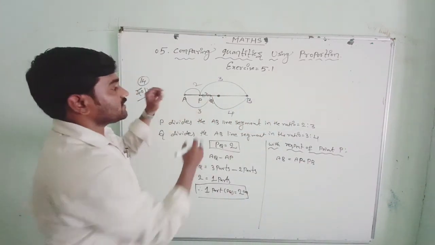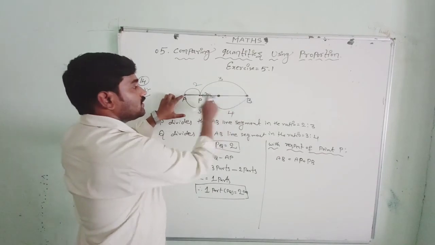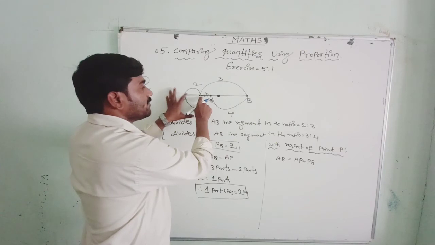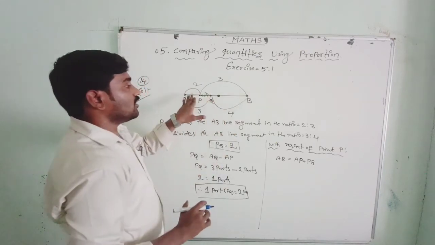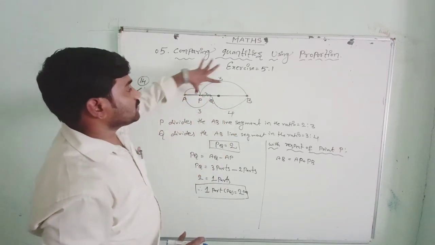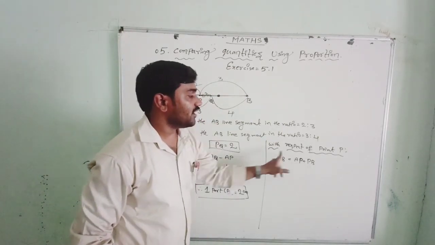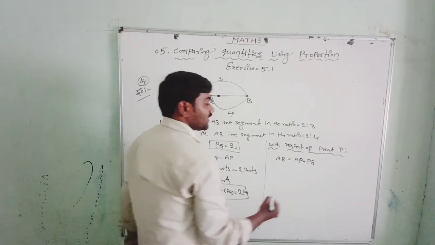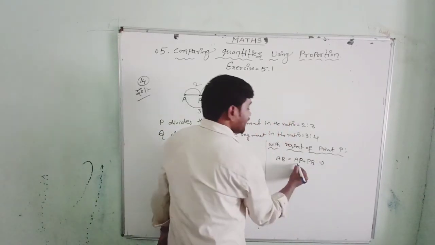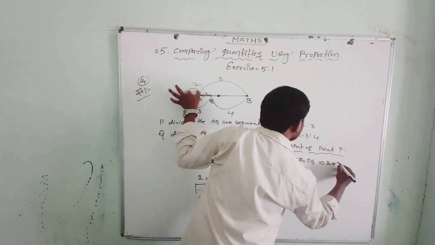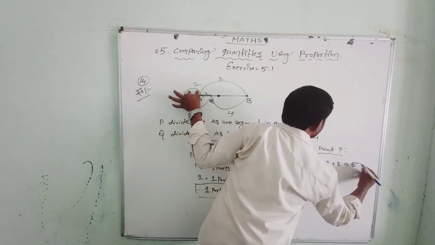That is, based on point P, how much is the AB line segment? Based on point P, this AB line segment is AP plus PB. Only you observe the P. AP plus PB equal to AB. So let us write here what we get. AP equal to 2 plus PB equal to 3, that equals 5 parts.